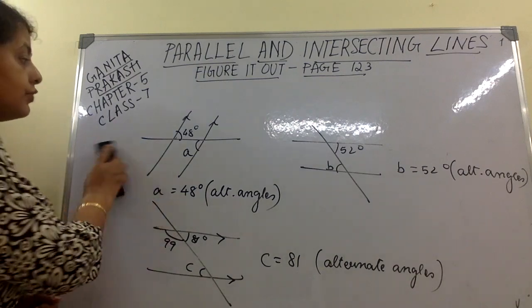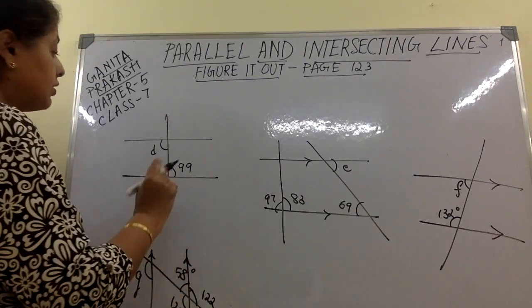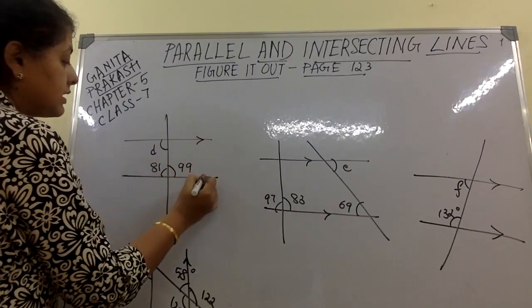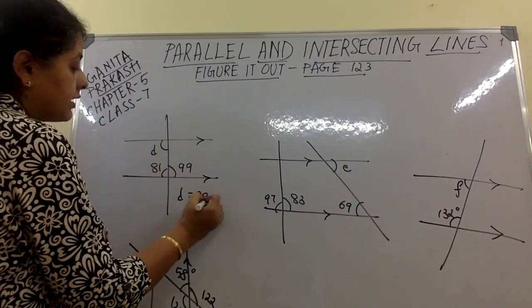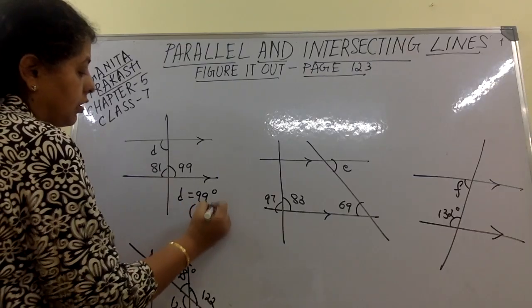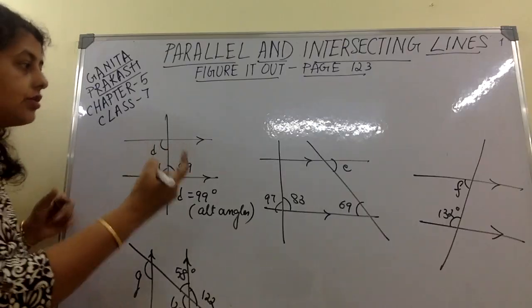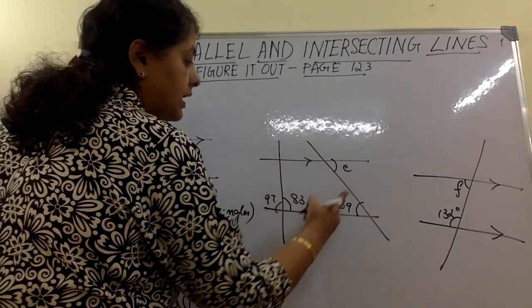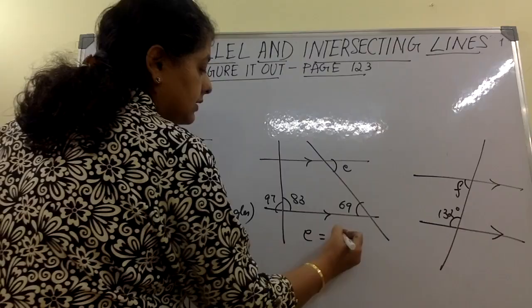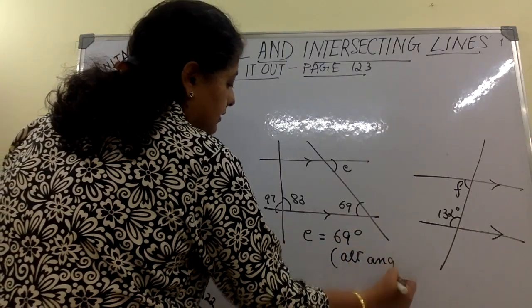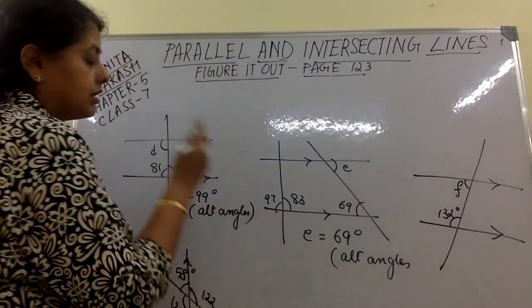Let's see the fourth question. D is how much? D is clearly, if these two lines are parallel, D is equal to 99 degrees. This is clearly alternate angles. So this 81 is actually not required. Here if these two lines are parallel, E is clearly 69 degrees. Reason again alternate angles. So this is actually not needed.